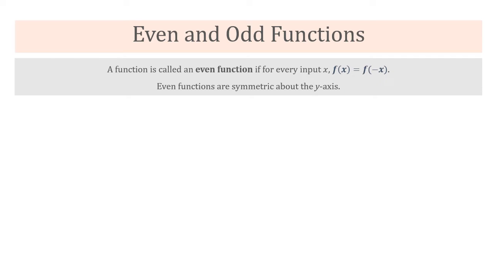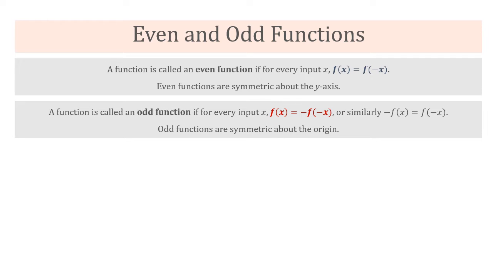A function is called an even function if for every input x, f of x is equal to f of negative x. Even functions are symmetric about the y-axis. A function is called an odd function if for every input x, f of x is equal to negative f of negative x, or similarly, negative f of x is equal to f of negative x. And odd functions are symmetric about the origin.